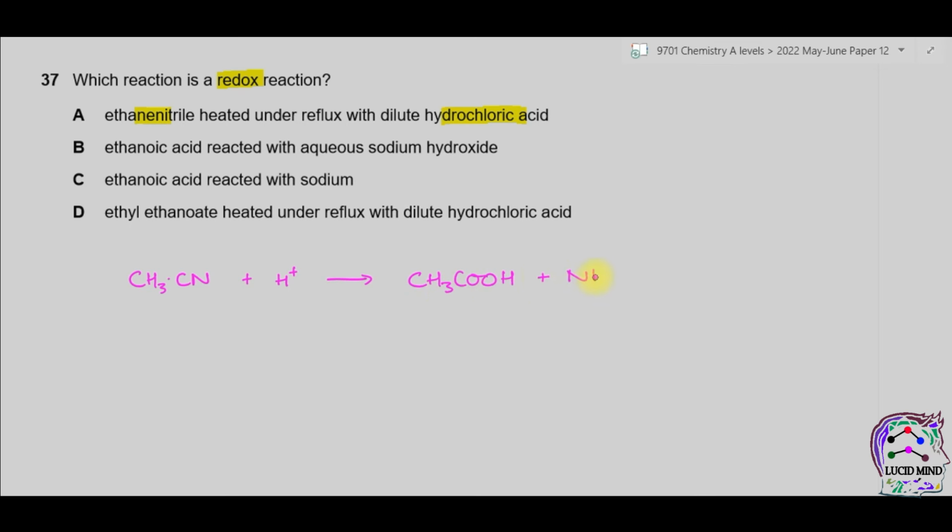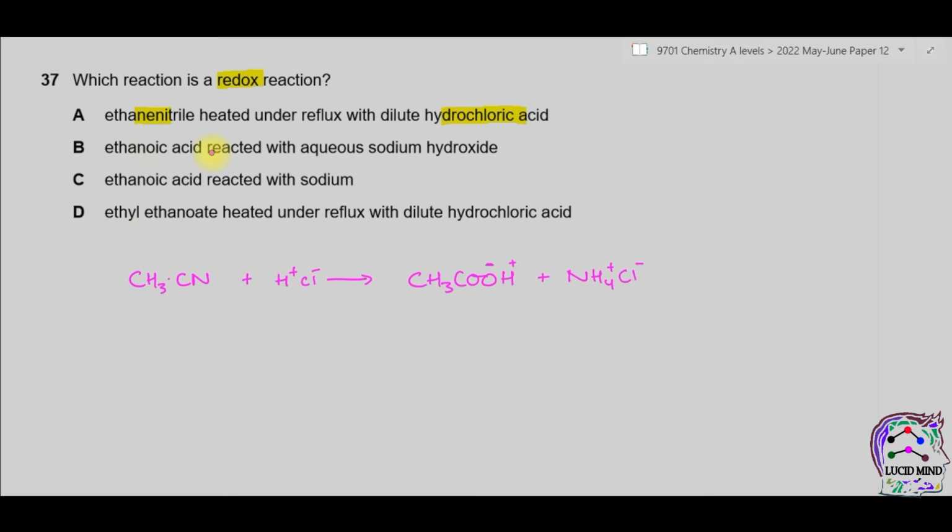and ammonium salt. If it is HCl, then it will be ammonium chloride. Now we can see we have carbons and hydrogen. The oxidation state of carbon and hydrogen does not change when they are bonded to each other. H plus is still H plus, COO negative. There is no change in oxidation. We can see there is no redox reaction in the first one.